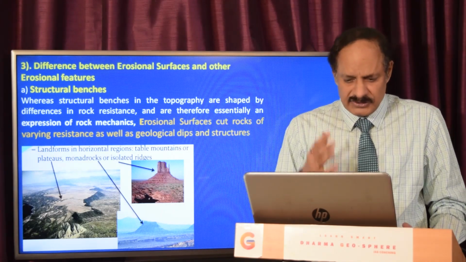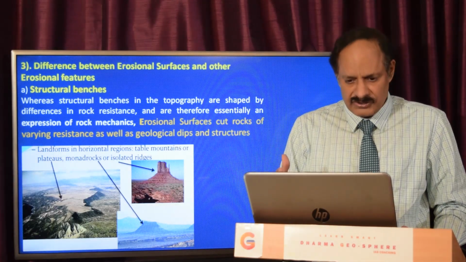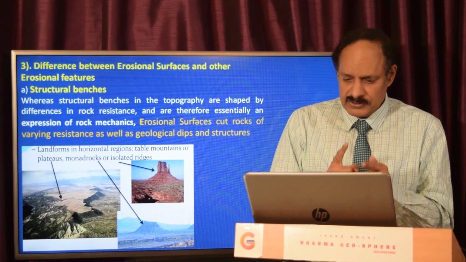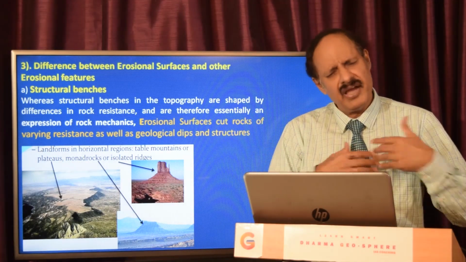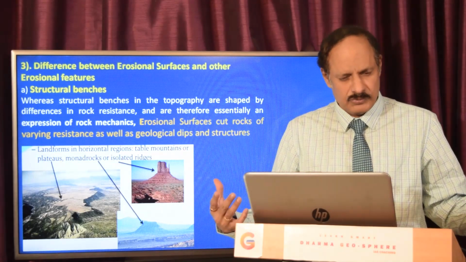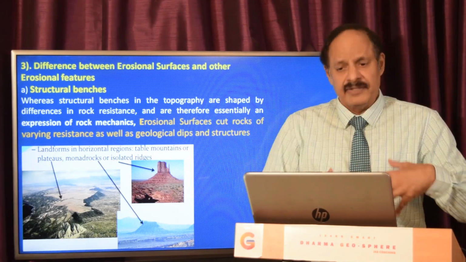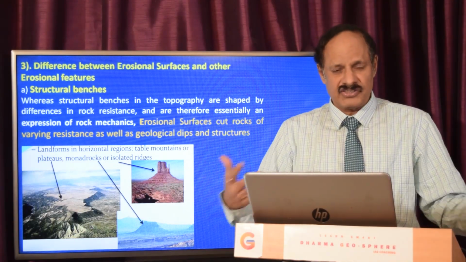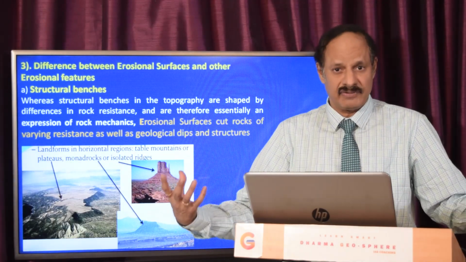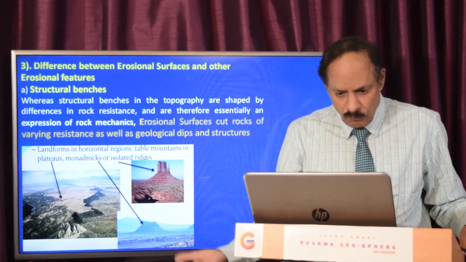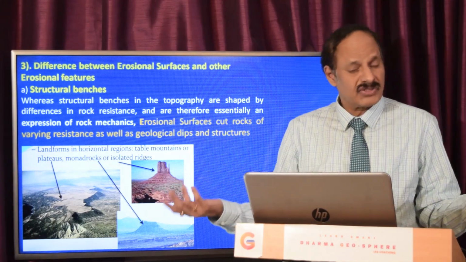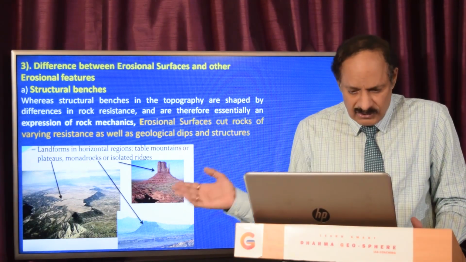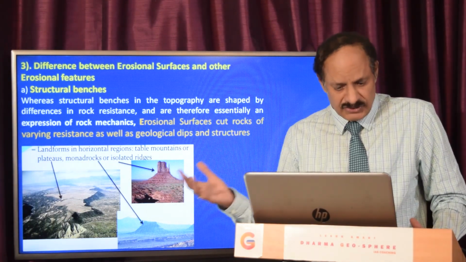But structural benches in topography are shaped by differences in rock resistance and are therefore essentially an expression of rock mechanics, that is, a structural element, whereas erosion surfaces cut across all rocks of varying resistance. It could be hard rock or soft rock. As I said in the definition, they indiscriminately cut across the geological structure, irrespective of whether it is resistant or non-resistant rock. That is the kind of power they have in erosion because of the erosional force, and they also cut through the dips and structures of the structural topography. So you can see here how the landforms in horizontal regions, like table mountains and structural benches, are cut across.